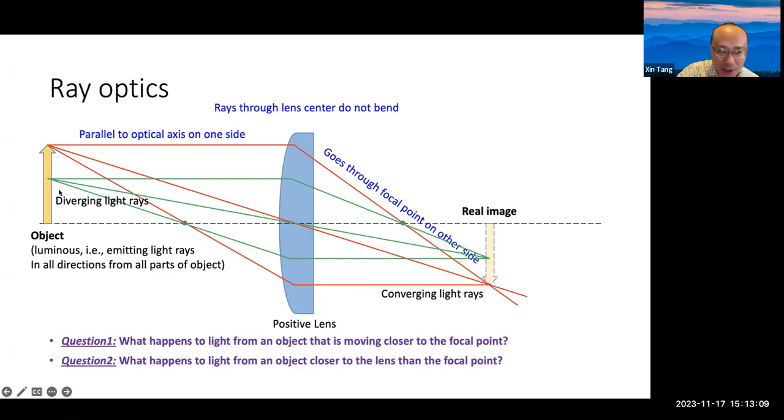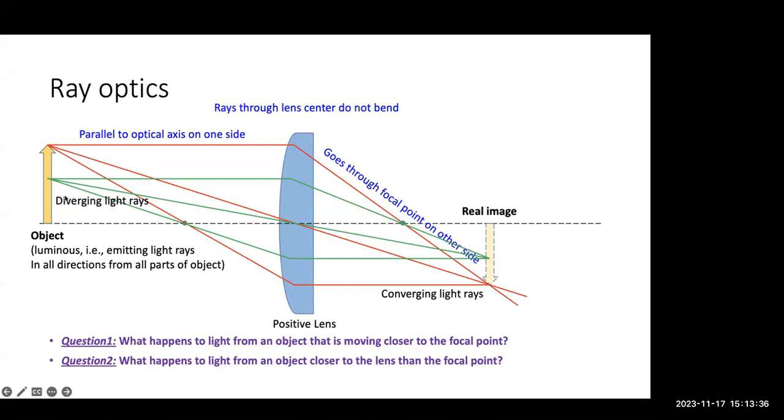One is when the object is moving closer to the lens, what the real image looks like. It becomes larger. That also implies, if you move this object further away, how does this image look? If you move further away, what will happen? You see my cursor, right? I see it. If you move this away, what will happen?